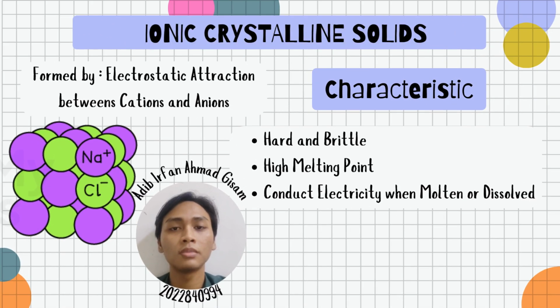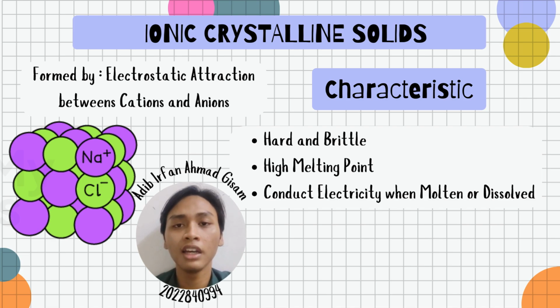Ionic crystalline solids are formed by strong electrostatic attraction between positively charged ions, called cations, and negatively charged ions, called anions. Because of this strong attraction, ionic crystalline solids are hard and brittle and have a very high melting point. They can conduct electricity when molten or dissolved in water, but not in the solid state. Common examples of ionic crystalline solids include sodium chloride, which is table salt, and potassium bromide.